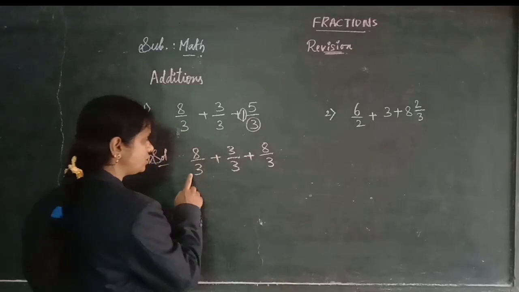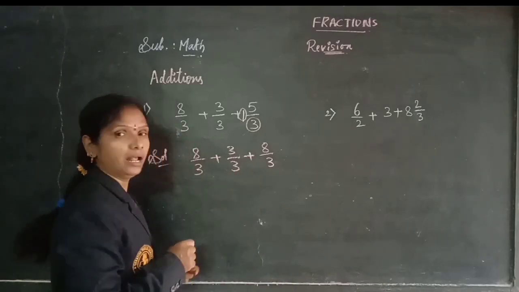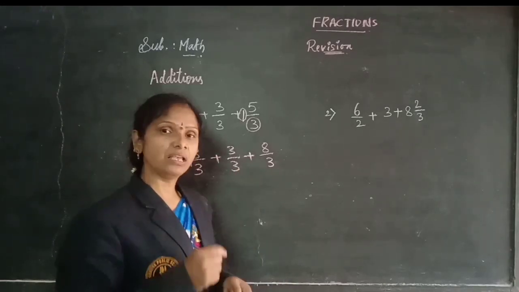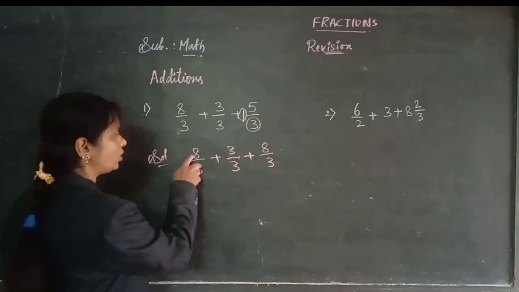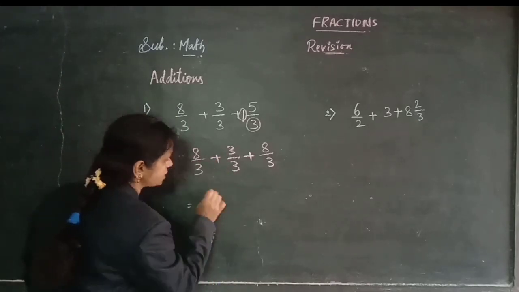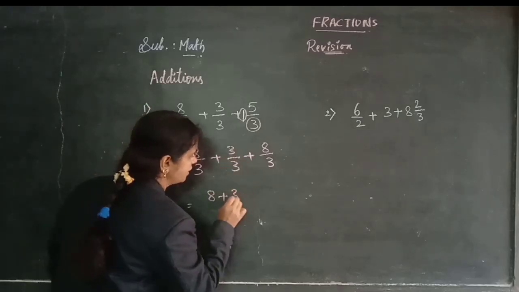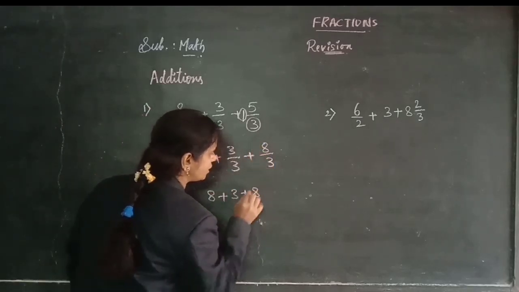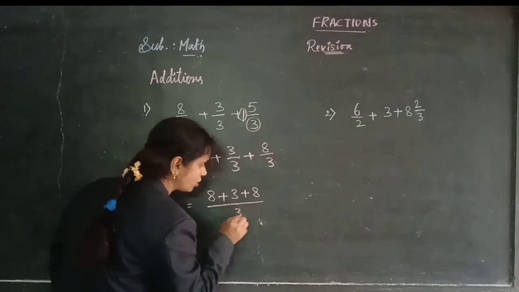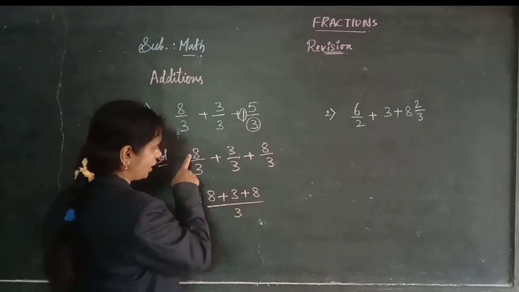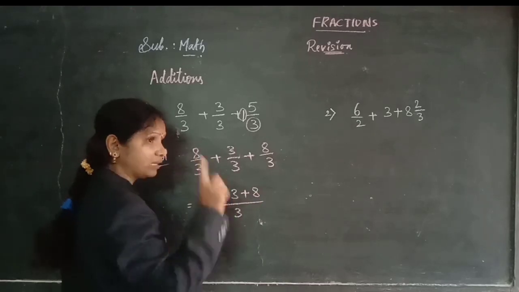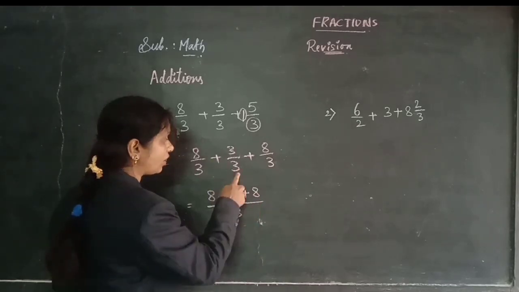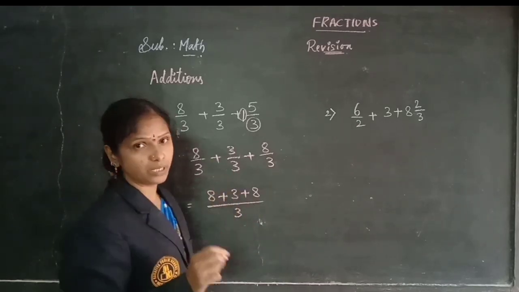And now you observe the given fractions are like fractions. If they are given like fractions, you can add the numerators as it is. What are the numerators here? 8 plus this 3 plus the third fraction numerator 8. And the denominator you need to write only one time. Okay. So 8 plus 3 plus 8. And the denominator, don't add 3 plus 3 plus 3, children. Only one time we should write it as the denominator.